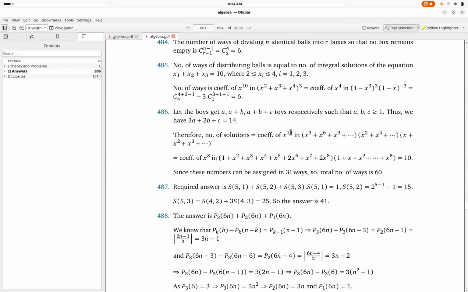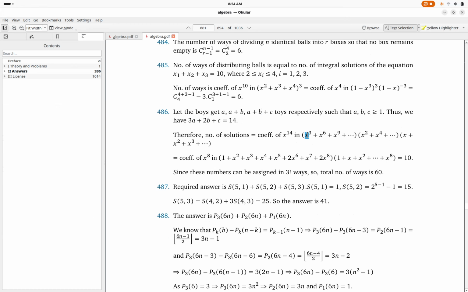So the coefficient of x to the power 14 would be in (x cubed plus x to the power 6 plus x to the power 9 and so on), multiplied by (x squared plus x to the power 4 plus x to the power 6 and so on), and (x plus x squared plus x cubed). This goes in powers of 3, that is this one, and 2b will be this one.